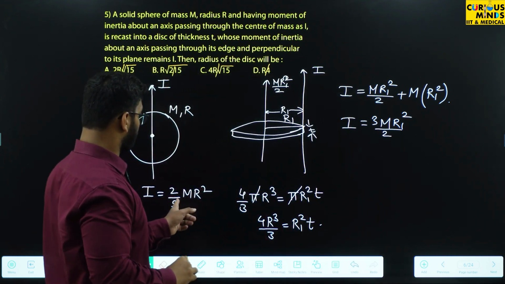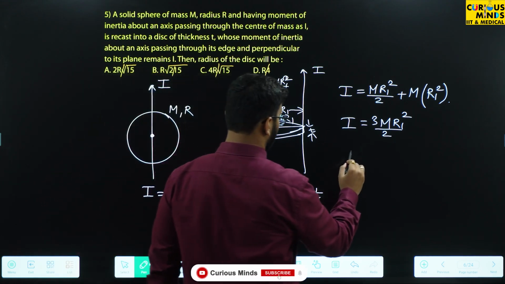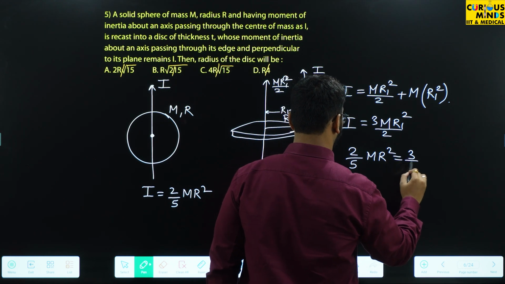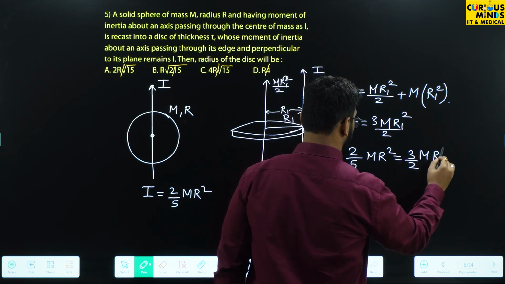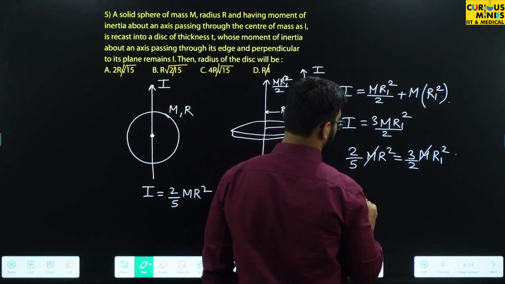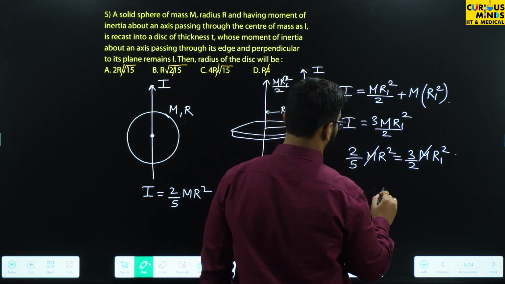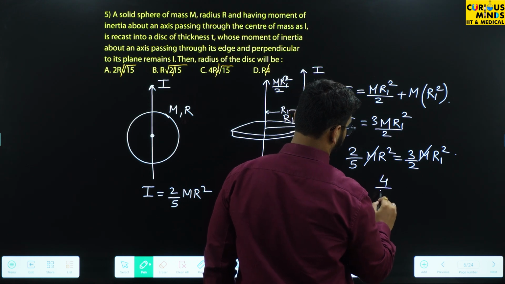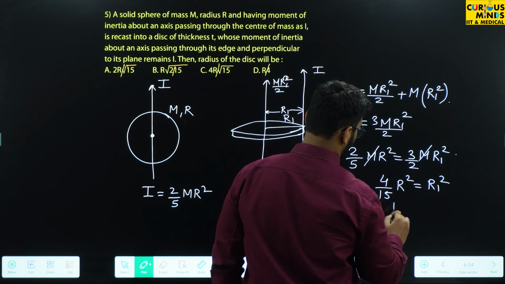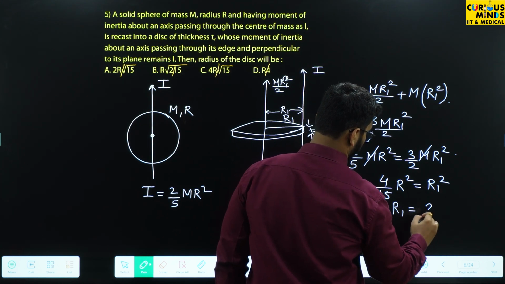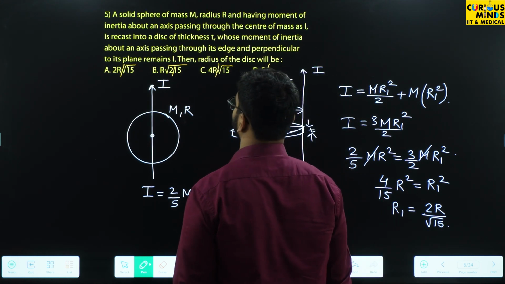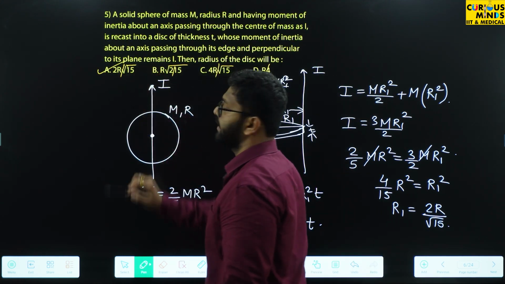Now this must be equal to this one, right? So that means 2 by 5 mr square is equal to 3 by 2 m r1 square. m and m get cancelled. We have 4 by 15 r square is equal to r1 square. So r1 is equal to 2r upon square root of 15. That is A option. A option is the correct one.